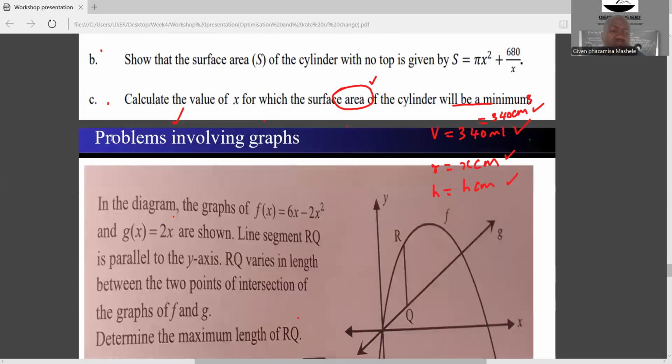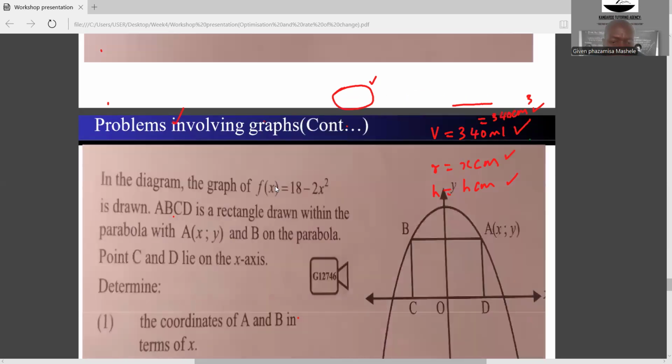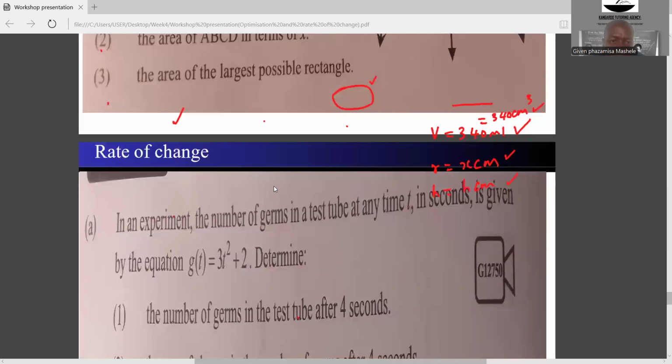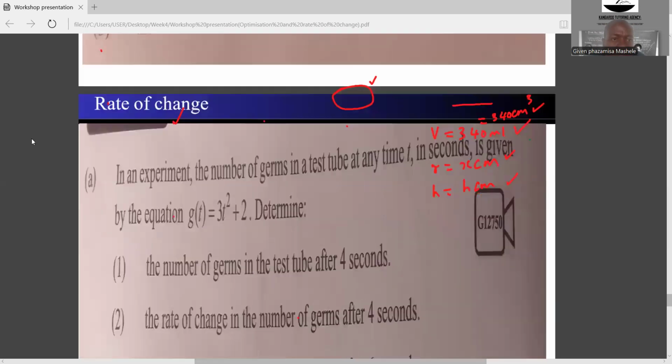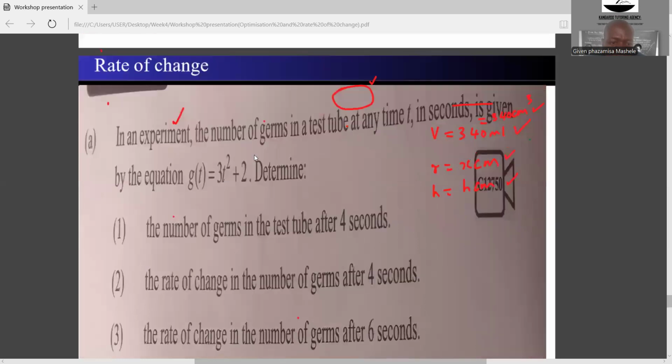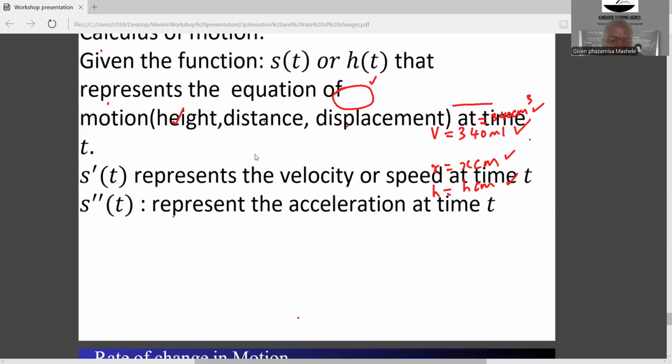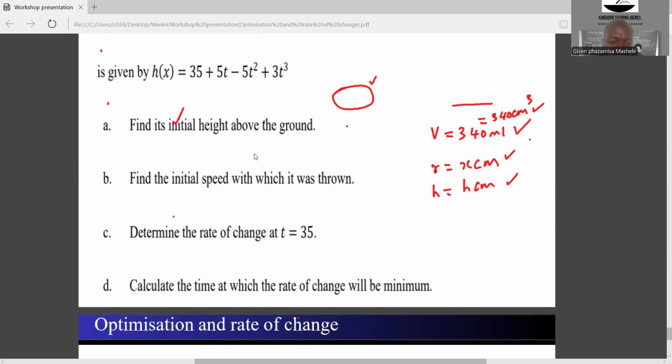Then there are questions that involve graphs. So we're going to talk about this in the next session, where we also address the rate of change. So this will be part 2, and also the calculus of motion.